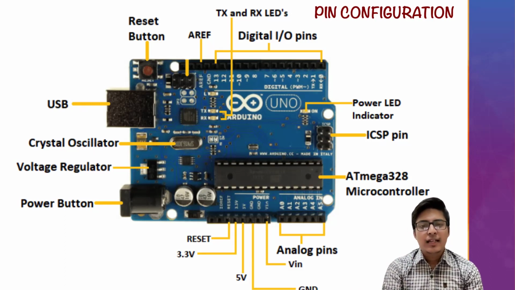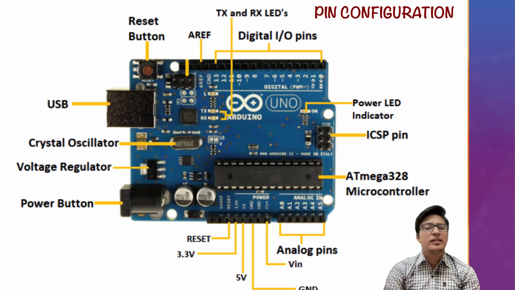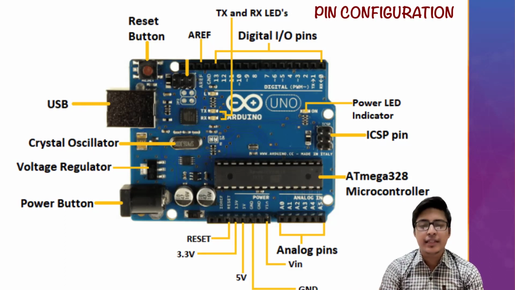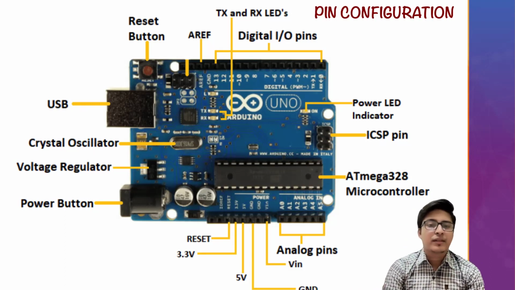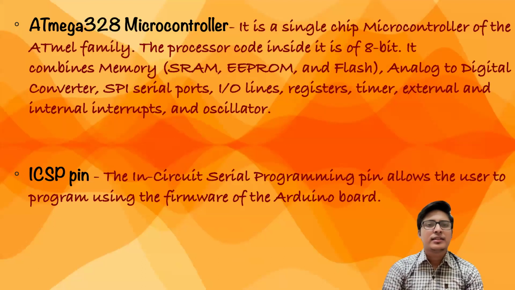Then comes the analog pins. VIN stands for voltage input. Whenever there is VIN written, you understand it is voltage input. Then comes GND, that's the ground pin. Then 5 volt, 5 volt input. 3.3 volt input for many functions. Reset pin. Then there's the voltage regulator and crystal oscillator. What are these things? Let us study them one by one.